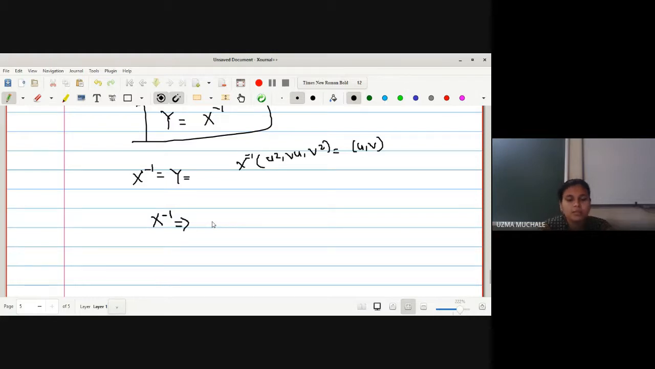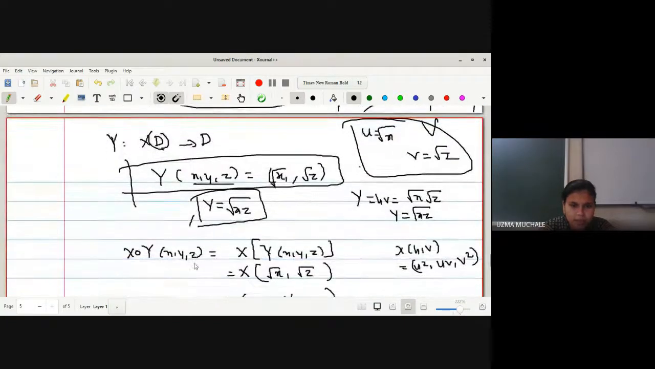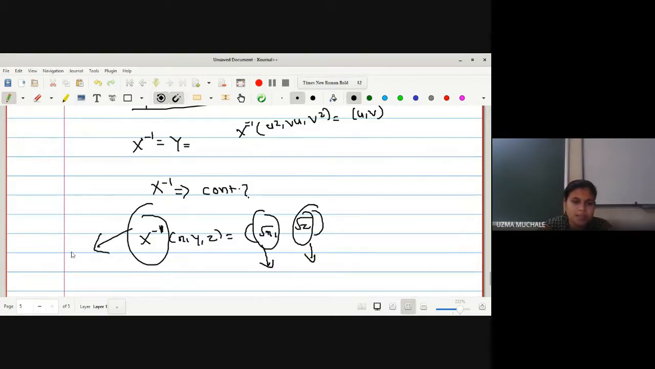Then it will be a proper patch, x inverse is continuous. How to show x inverse is continuous? We have to show that its coordinate functions are continuous. Now what are the coordinate functions for the x inverse? x inverse is nothing but your y. So x inverse of x y z is nothing but root x and root z. So whether root x and root z are continuous, only then can you say your x inverse is continuous.